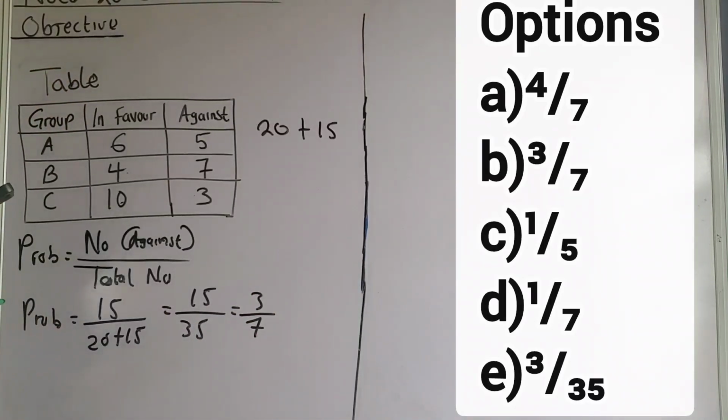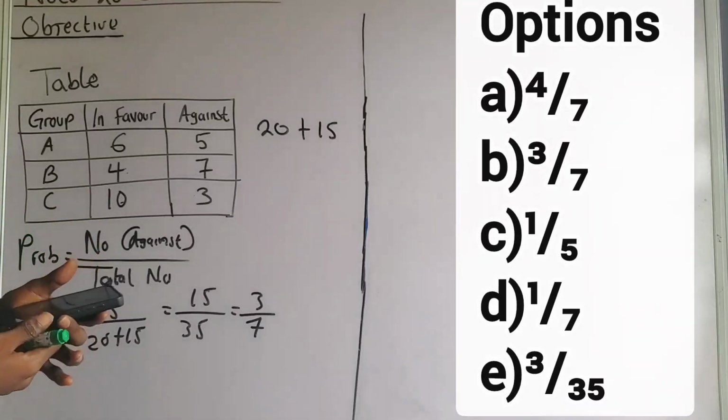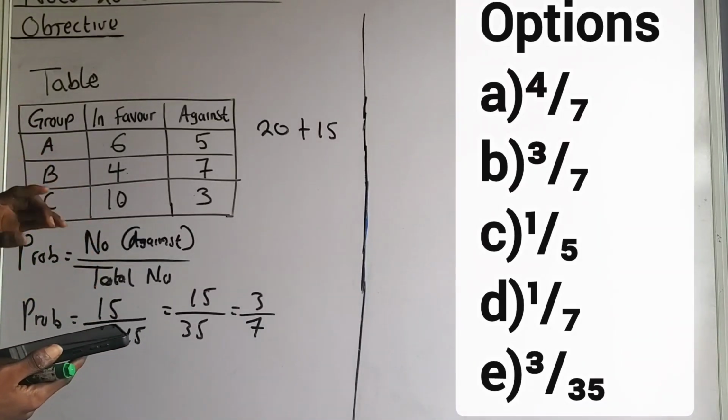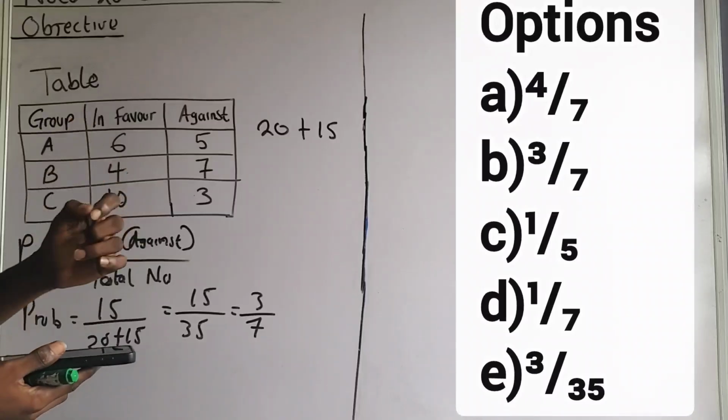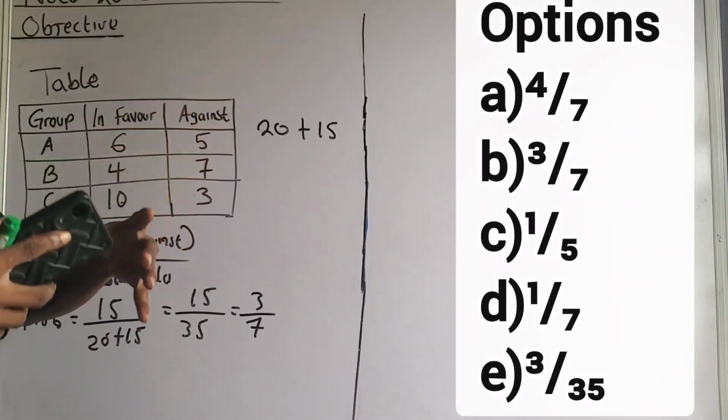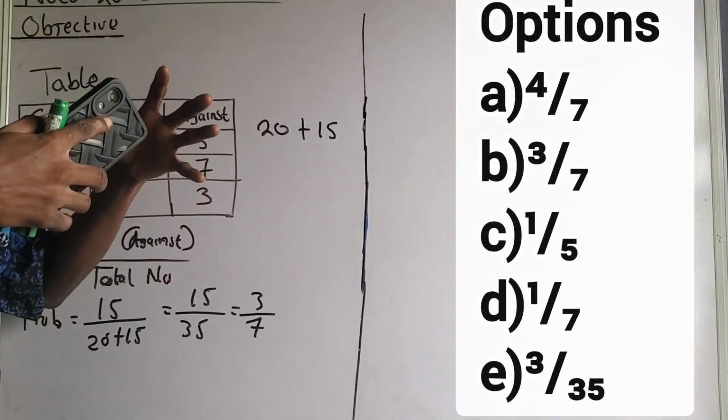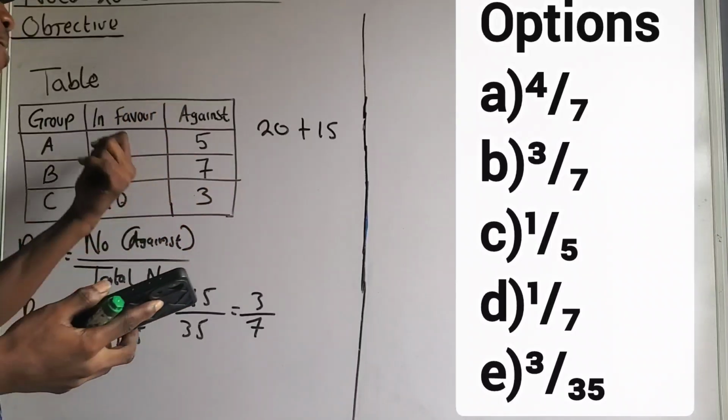So, the correct option to this question is option B. Option B is correct. The probability that a student is against the proposal will be the total number of students that is against it all over the total number of students, both against and in favor.